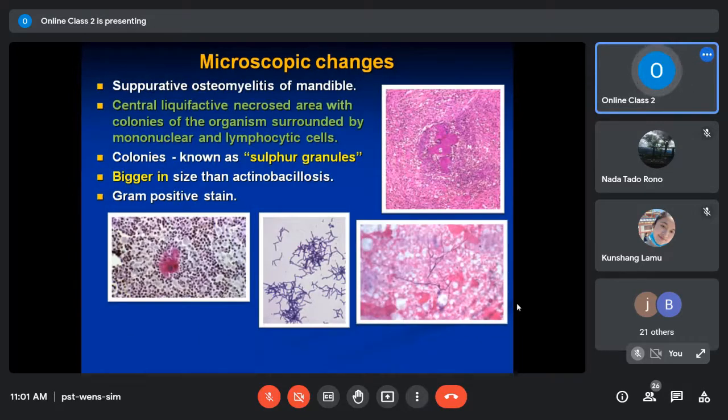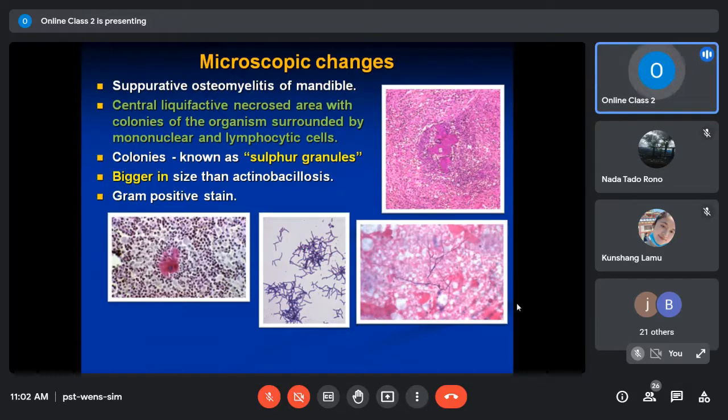The size of the sulfur granules, or yellowish granules, found in actinomycosis and actinobacillosis differs a little. The granules in actinomycosis are bigger in size, but otherwise they are almost more or less the same. It is difficult to compare the size, and only when you collect from both lesions can you see that this one is bigger and this one is smaller. But the color will be more or less the same, yellow granules.